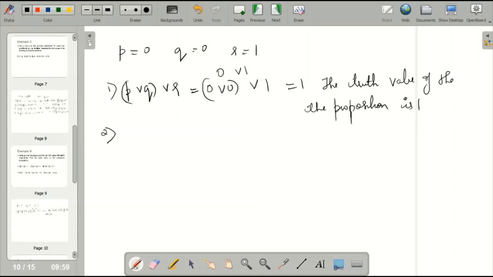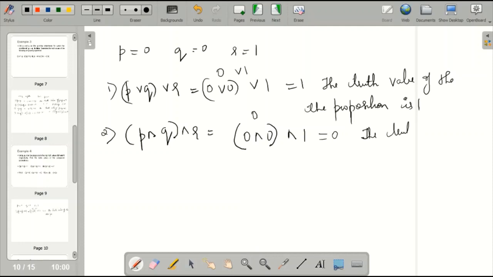Second one is P and Q and R. So over here you can write in terms of 0 and 0 and 1. So you know in AND operation 0 and 0 is always 0 because only 1 and 1 will give you 1. So this is 0. So 0 and 1 is also 0. So what will be the truth value?